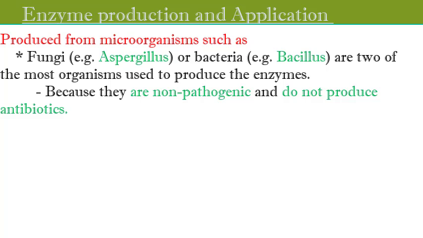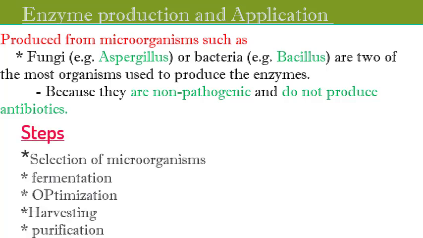Why are these groups of microorganisms so important? Because they are non-pathogenic and do not produce antibiotics. Let us see stepwise how we can produce enzymes in a factory. The first thing we need to do is selection of microorganisms. In this case, we have to choose a microorganism that is capable of producing the desired enzymes.